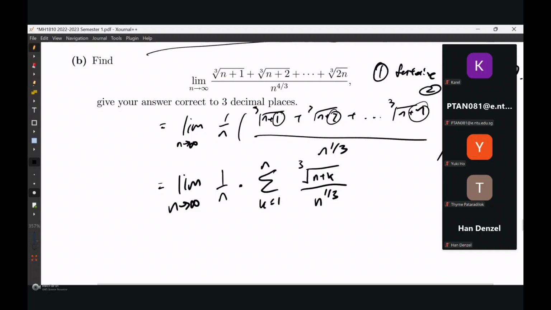Where are points 1 and 2? What are points 1 and 2? These are the steps you should do. First step is you want to factorize out 1 over n. And the second step is you try to find k over n and replace it by x. So you can see here, my function, this very complicated looking thing, you can just replace this k over n by x here. Then 1 over n becomes dx. The limit and the sum will become the integral.